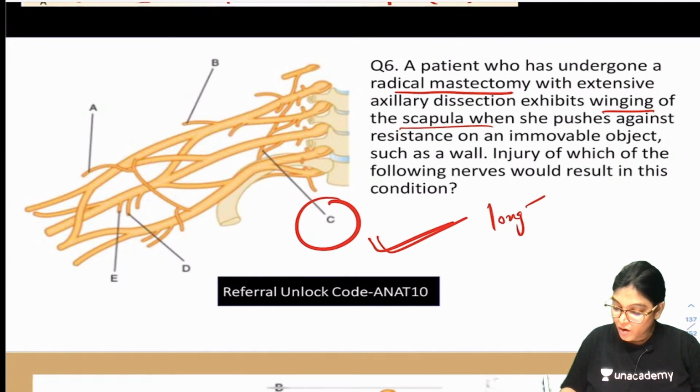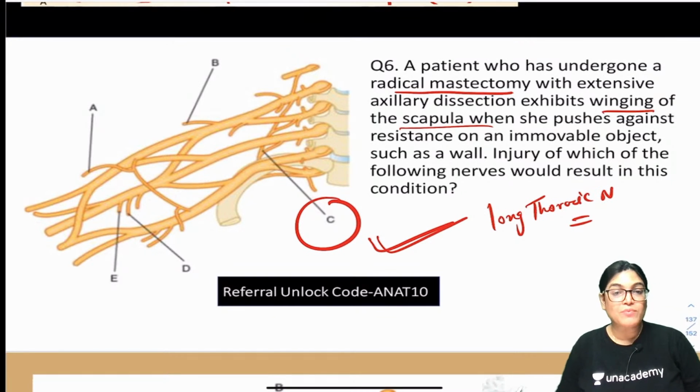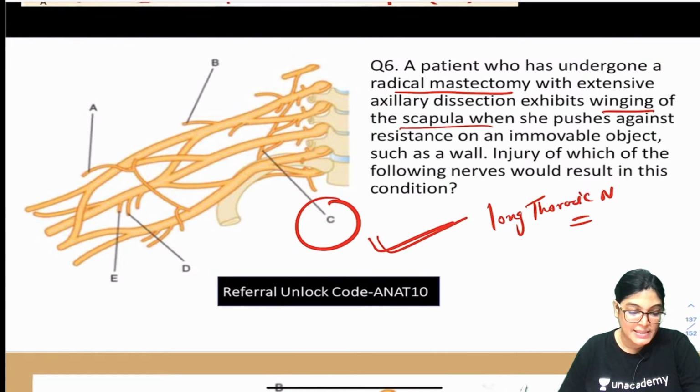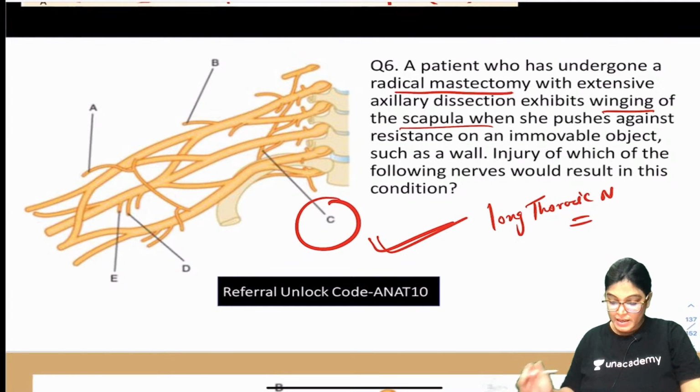Injury is to the long thoracic nerve, and we have to identify the long thoracic nerve. C is the correct answer because the long thoracic nerve in this diagram is C. Very nicely we can see it's the C which is the correct answer. Yes, Sam. Yes, Rangaraj. Yes, Harini. Okay. So, many of you have understood, very nice.